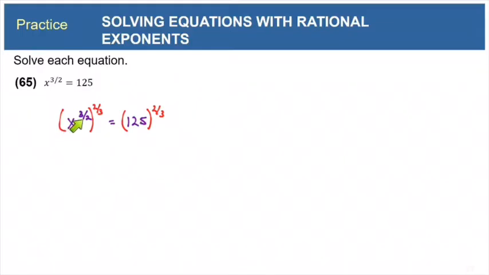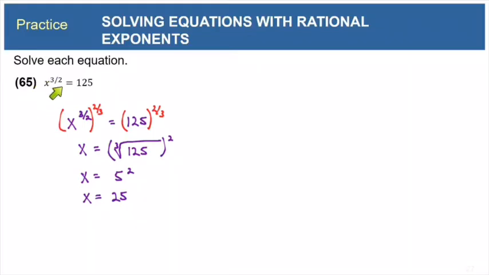On the left side, the 3/2 power raised to the 2/3 power becomes 1. 3/2 times 2/3 is 1. So on the left side, we just get x. On the right side, let's separate this into the radical notation. So we're going to have the third root of 125 raised to the second power. Now we know that the third root of 125 is 5. So now we have x equals 5 squared. And of course 5 squared is 25. So 25 is our potential solution.